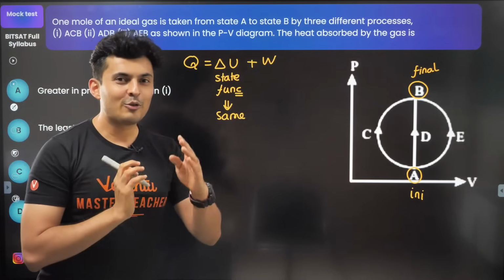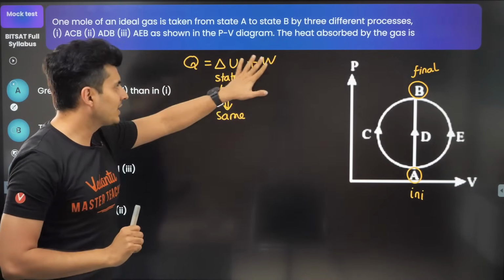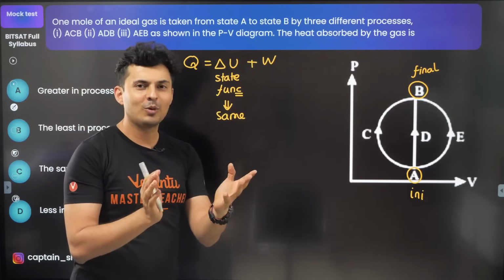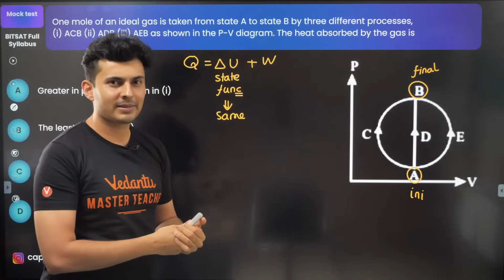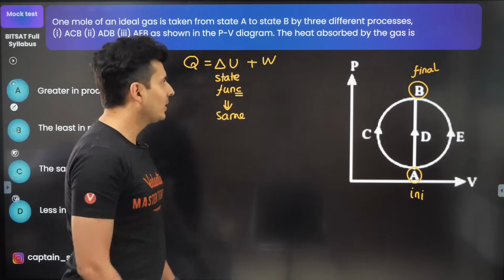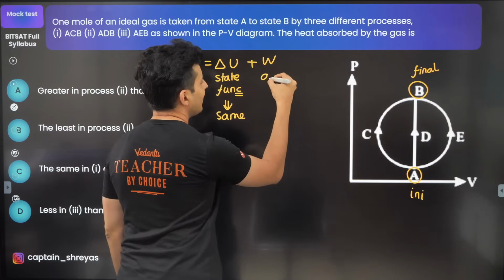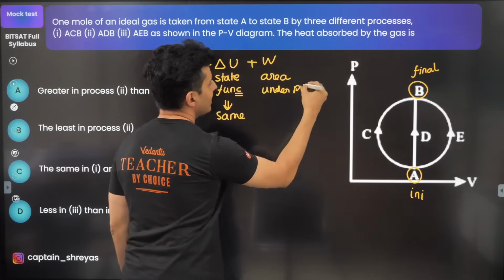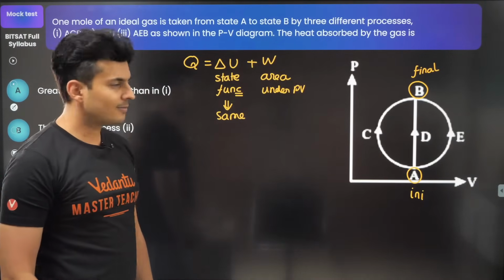That means if you want to compare the heat, you just need to check the work. Wherever work is more, their heat is more. Wherever work is less, heat is less. Now, how do you compare work from a PV diagram? You all know that work is nothing but the area under the PV graph.